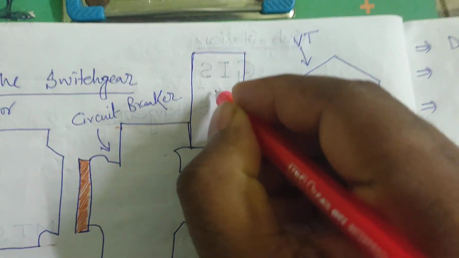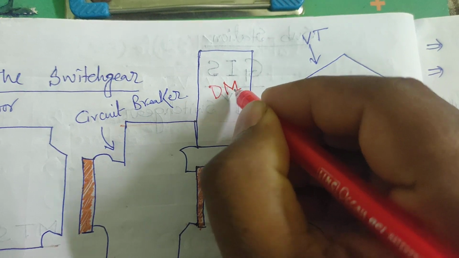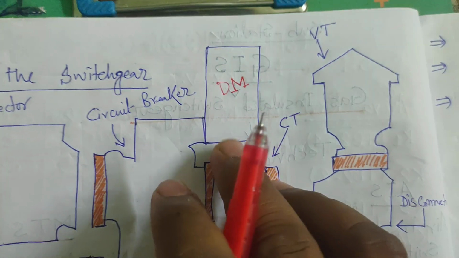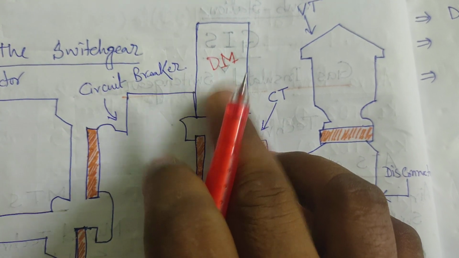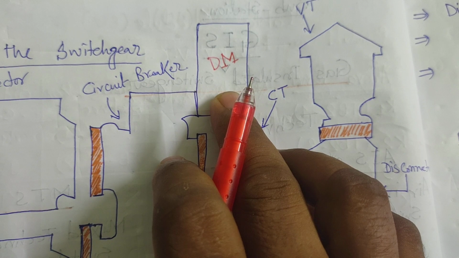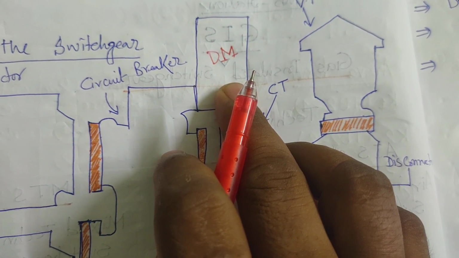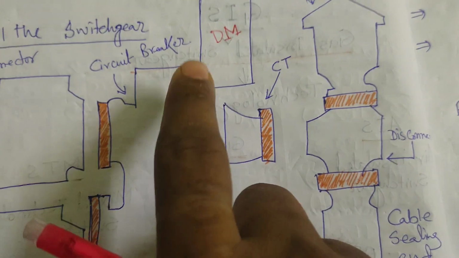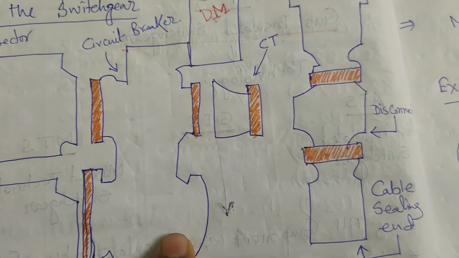Here, the DM box. For the air insulated substations we have seen that a DM box is present. What is the function of the DM box? It is used for the spring charge, and for the on and off of the circuit breaker. So it is the drive mechanism box. For this circuit breaker, the drive mechanism box is fitted on the upper side.